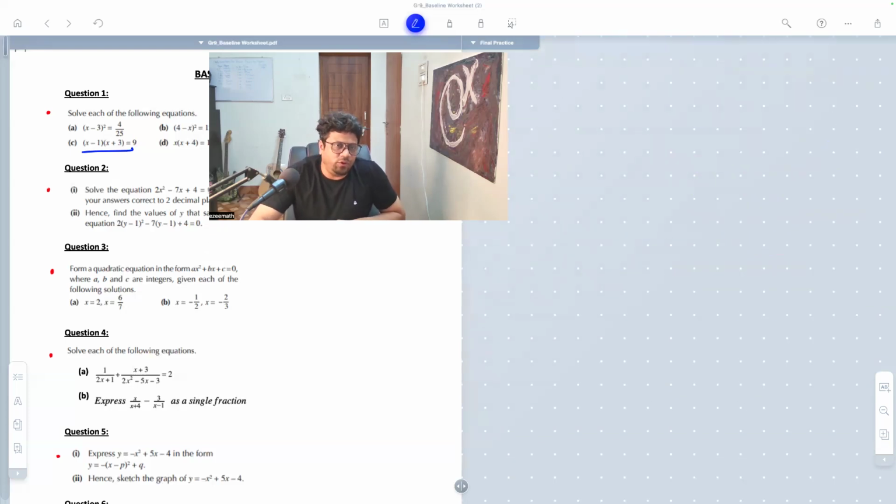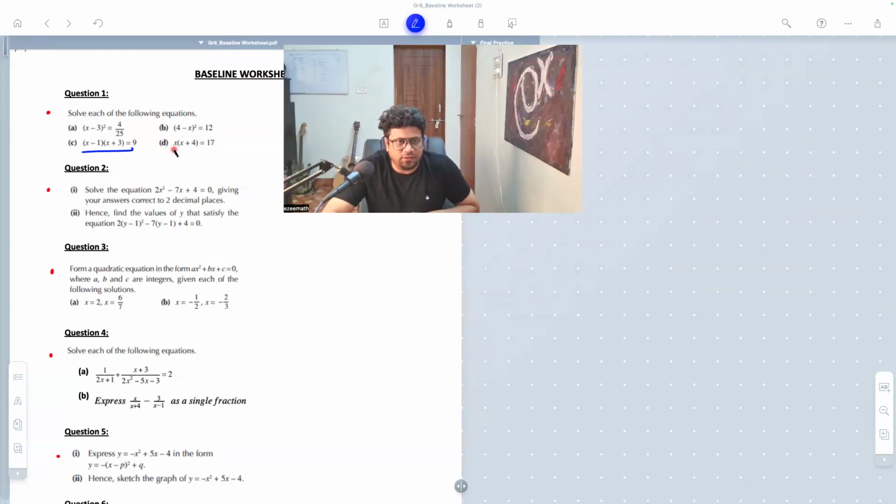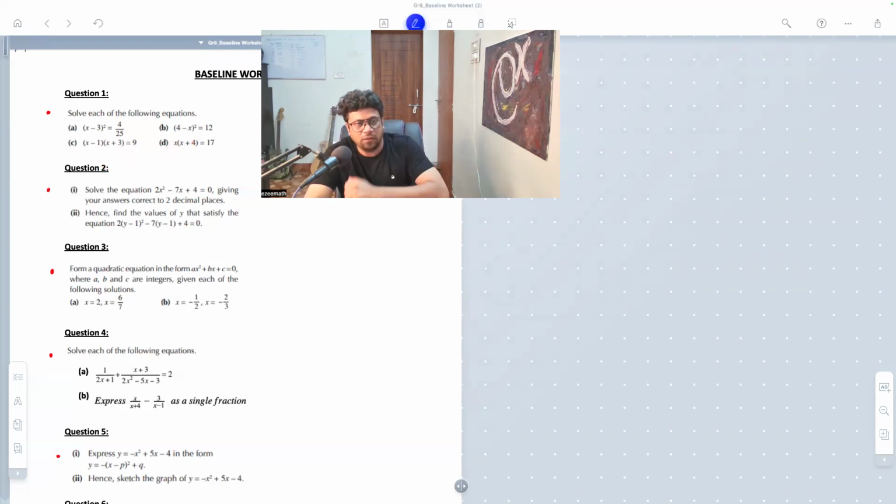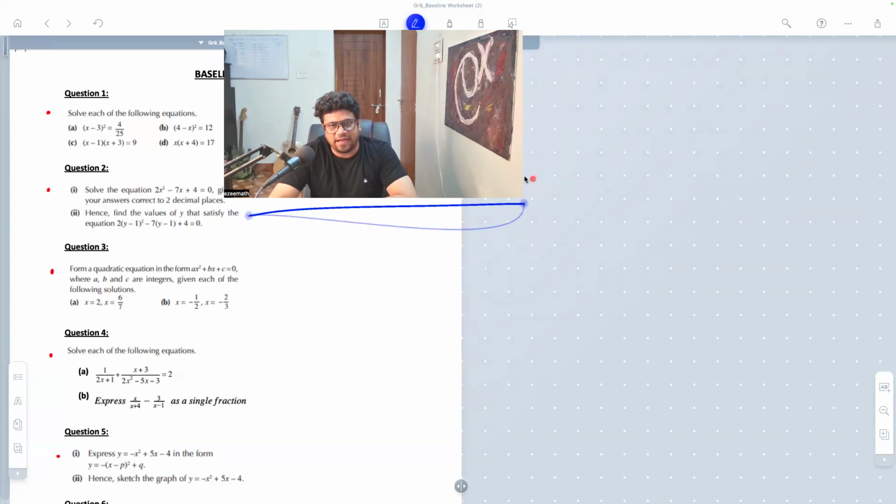Okay, the same thing you want to do with part D, where the two brackets should be multiplied. x squared plus 4x equals 17. x squared plus 4x minus 17 is what you get. And from there on, you can use the quadratic formula. Okay, let's move on to the second question.